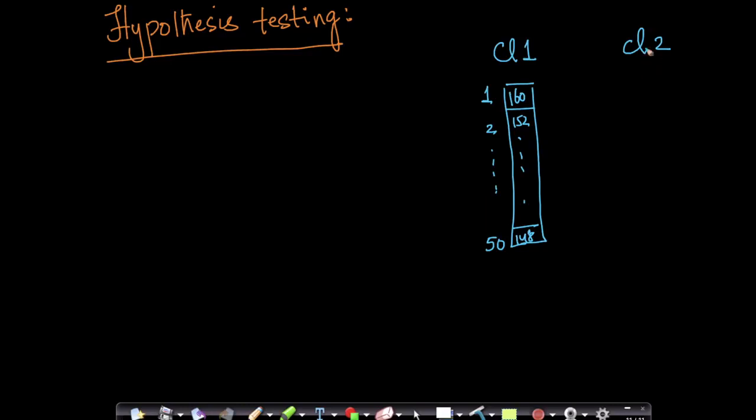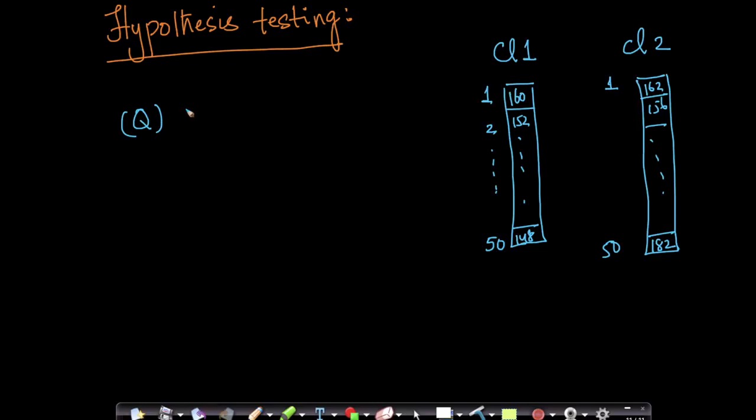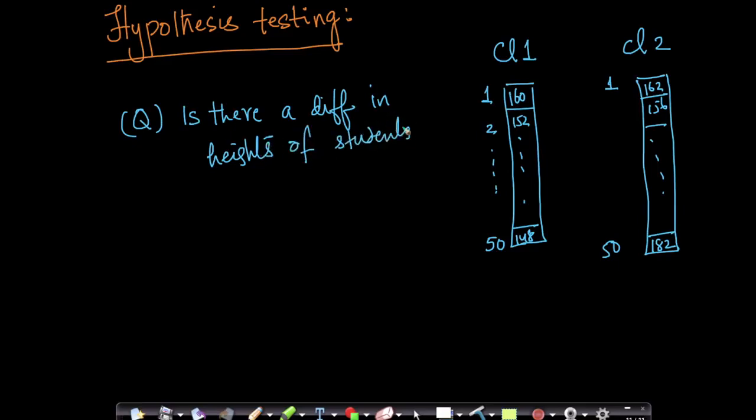I've also taken my second class. Let's assume I have measured the heights of, again, 50 students here, 1 to 50. Let's assume I get 162, 156, and so on, 182. So I get a bunch of 50 numbers here, 50 numbers here. The question on my mind is: is there a difference in heights of students in class 1 and class 2?